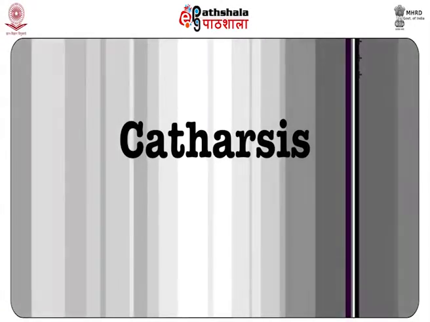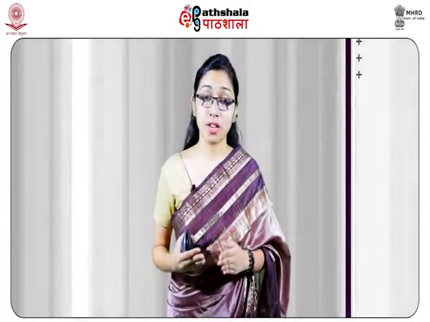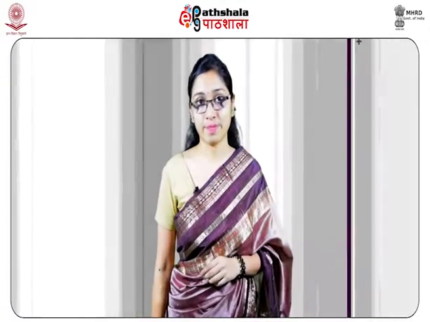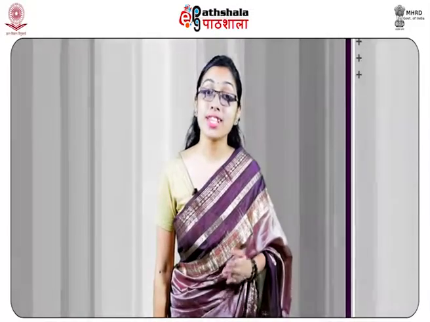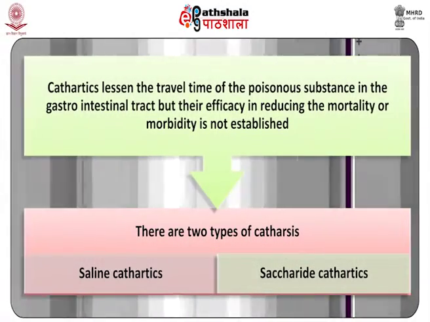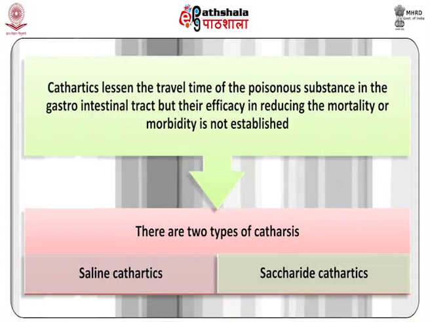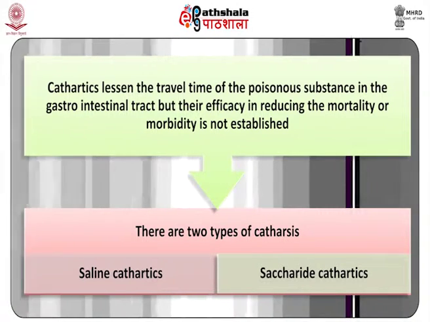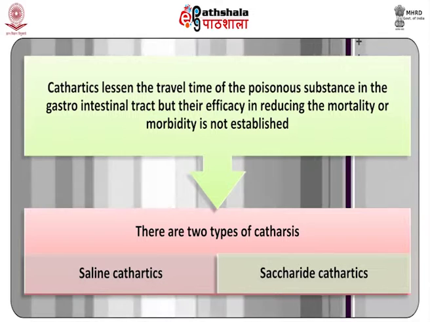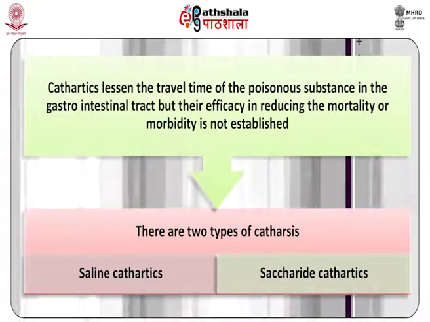Next technique is catharsis. Catharsis is a very appropriate term used in connection with poisoning, since it means purification. It is done by purging the gastrointestinal tract, particularly the bowel, of all the poisonous substances. Cathartics lessen the travel time of the poisonous substances in the GI tract, but their efficacy in reducing mortality or morbidity is not established as such. There are two types of catharsis. First is the saline cathartics and second is the saccharide cathartics.